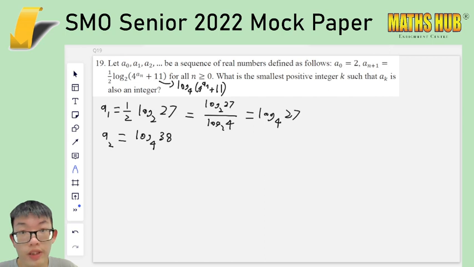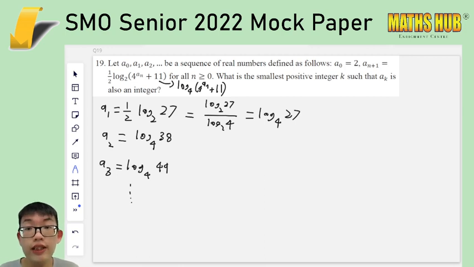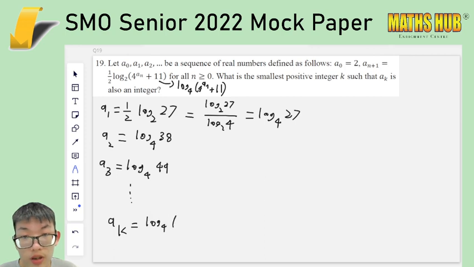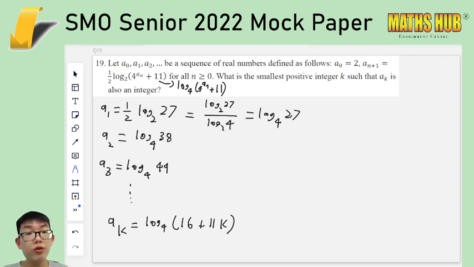Then the next one, you just take 4 to the power of this plus 11 and log again. So that would be log base 4 of 49. And so on. You're just going to add 11 to the inside every time. In other words, your ak is log base 4 of (16 plus 11k). Because 2 is log base 4 of 16, which is where we began from, and each successive term we add 11 to the value inside the logarithm.